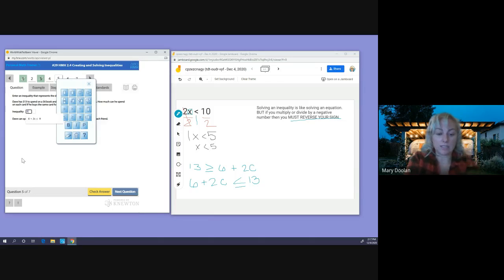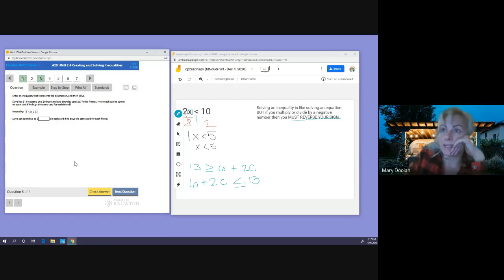So 6 plus 2c is, now I have less than or equal to. I can't type this symbol. This symbol's not on your keyboard. That's why you have to use the one that pops up. That's here, less than or equal to, and then 13. But I don't want to turn it in yet because I need to solve it.